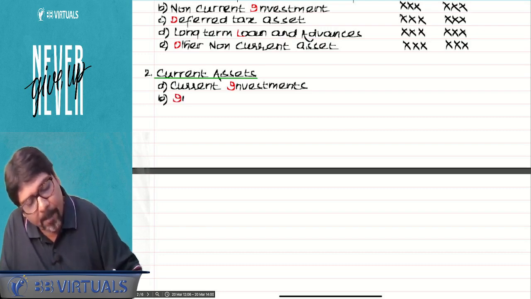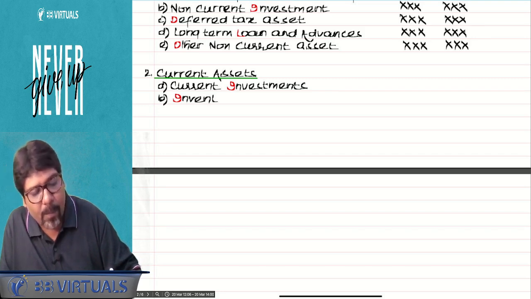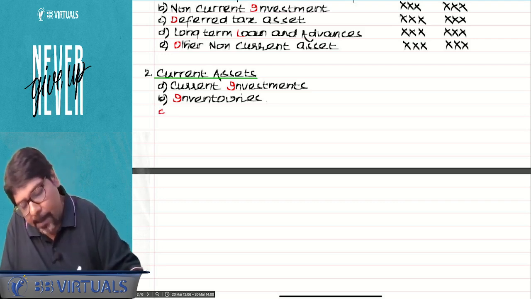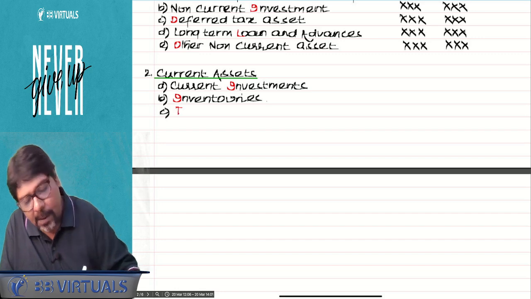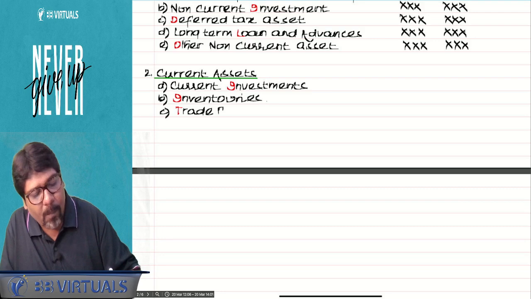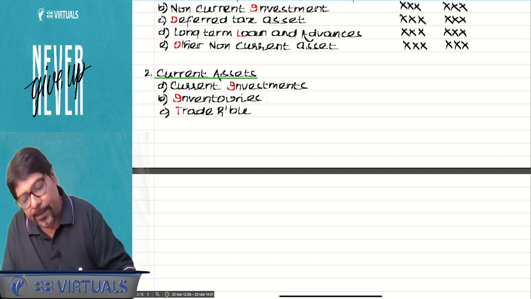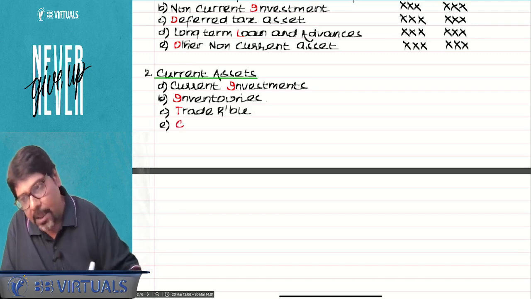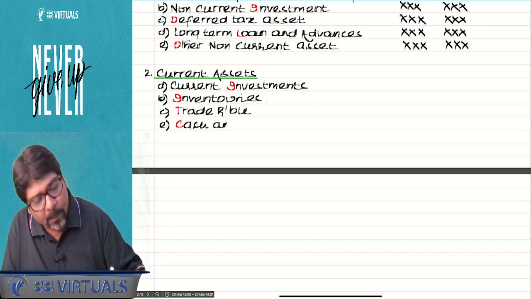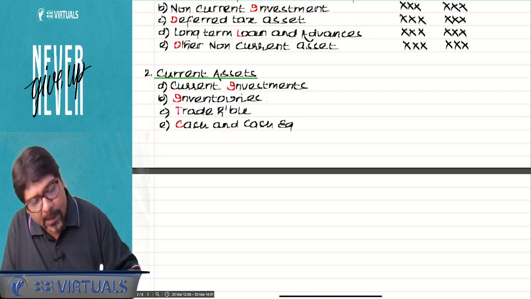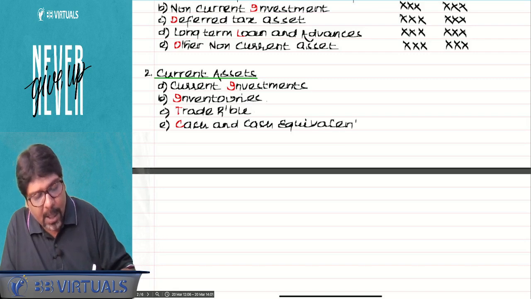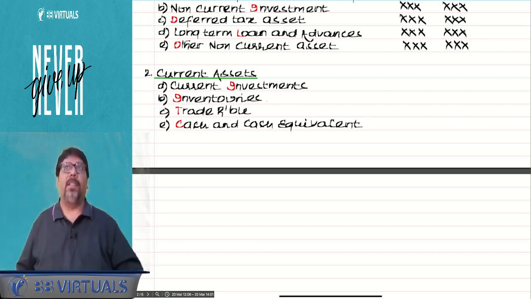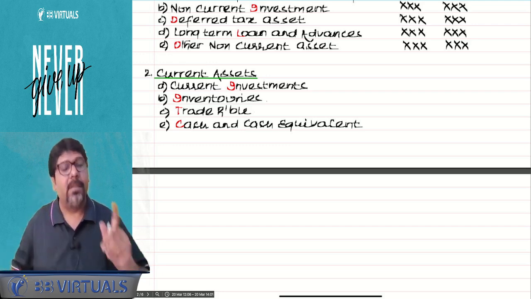Inventories. Then trade receivables. Cash and cash equivalents, charted. So what is cash and cash equivalents? Cash, bank, FD less than 12 months. So relax, we'll write. First, let us list the format.